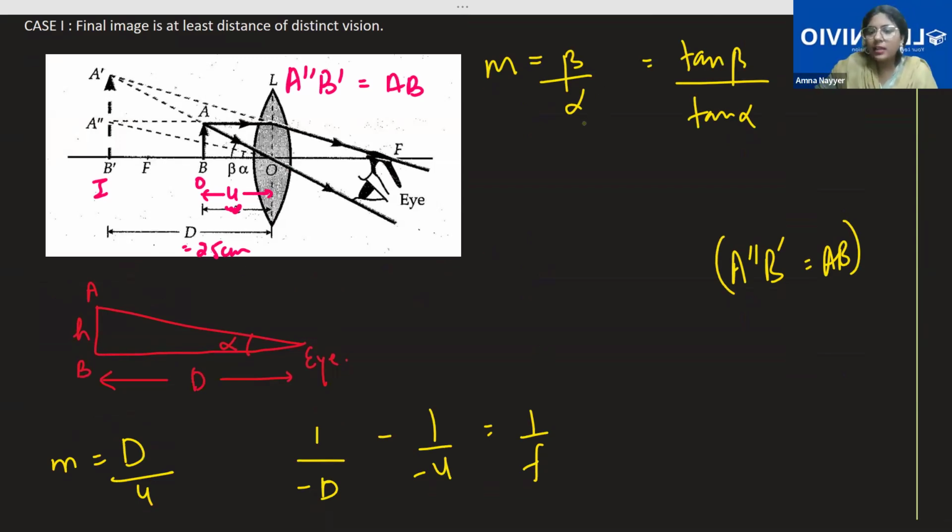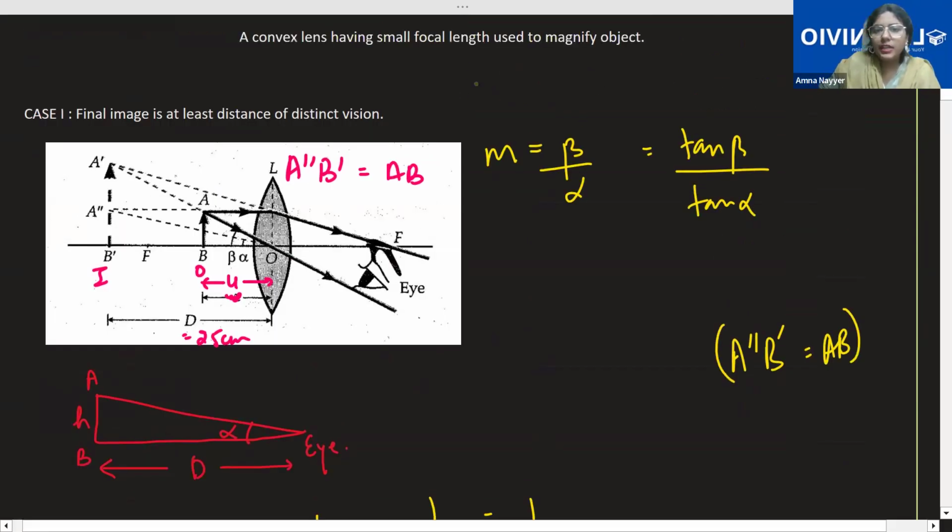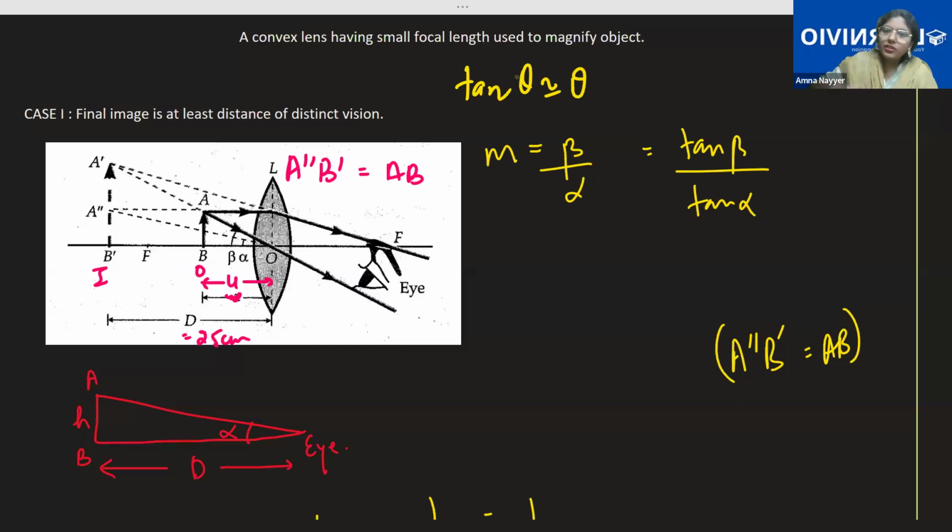Now see, for small angle approximations, remember, you can say tan theta is almost equal to theta. So theta can be written as tan theta. You reverse it. Beta can be written as tan beta. Alpha can be written as tan alpha. Now what is tan beta?